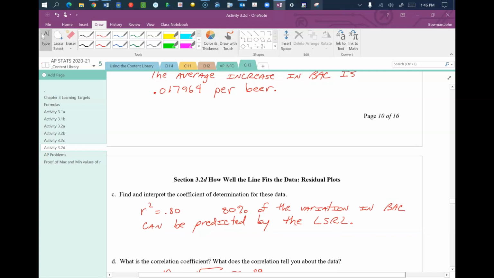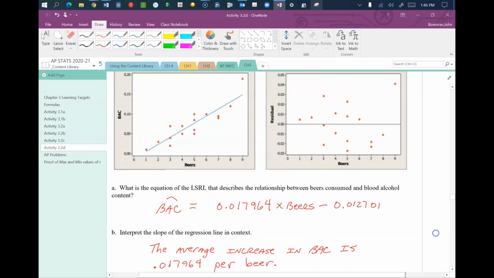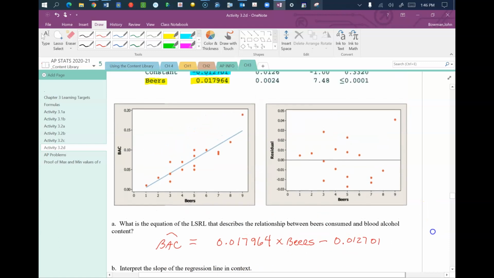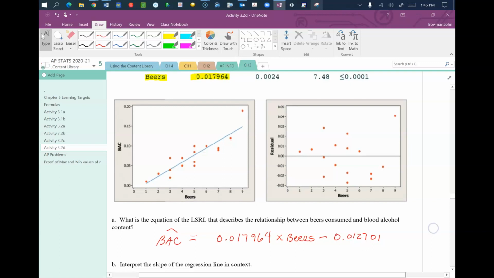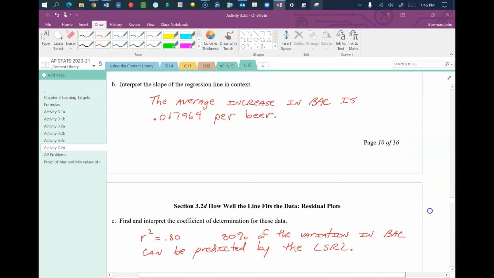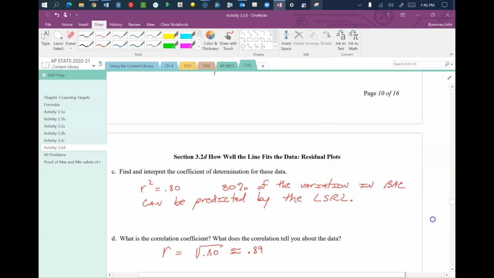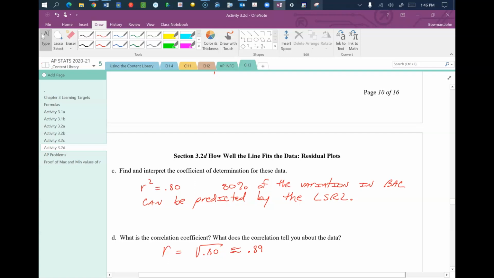What is the correlation coefficient? The correlation coefficient is the square root of 0.8, but you do have to pay attention to the association. Is it positive or negative? In this case, it's positive, so we just have to take the square root of 0.8. But if it were a negative association, you'd have to take the square root of 0.8, and then you'd have to put a negative sign in front of it.